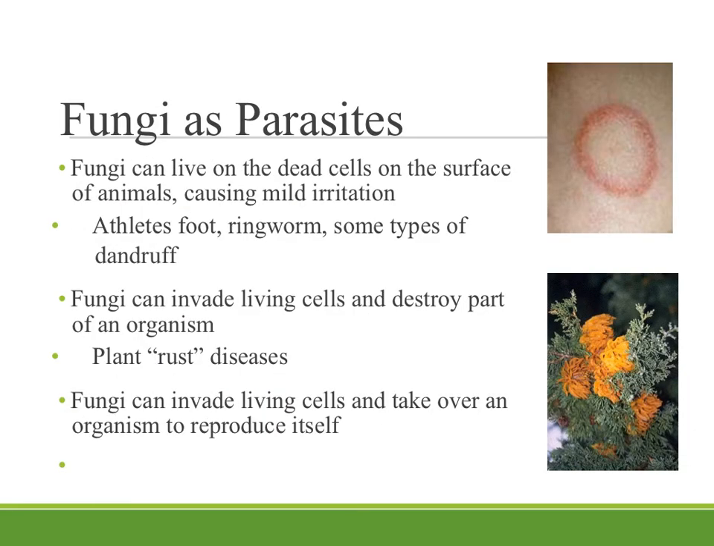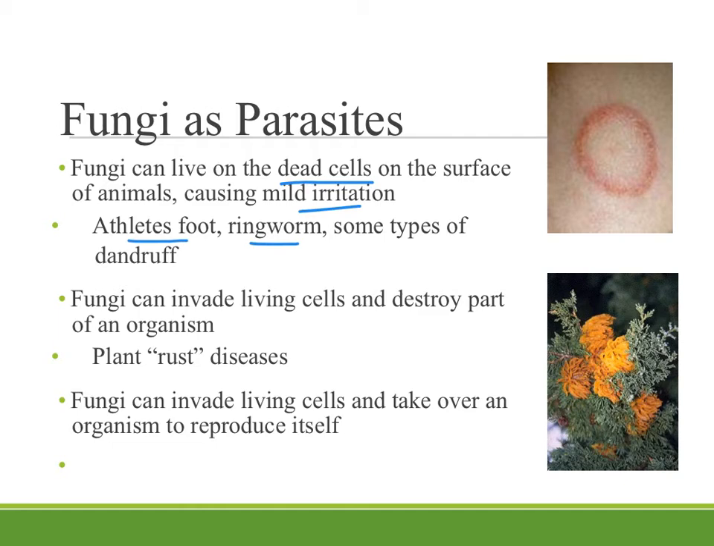And then the third category, the role fungi occupy in the ecosystem, is as parasites. In the parasitic relationship, the fungi is benefiting, but whatever living thing it is living off of is not benefiting. It might be harmed, or maybe to the point that it's actually being killed. So when fungi live on the dead cells on the surface of animals, it is causing a mild irritation, but it's not going to kill that animal. So if you've ever had athlete's foot or ringworm, these are two types of fungi that infect people, living on those dead skin cells and also causing some irritation, so you do see redness and itching.